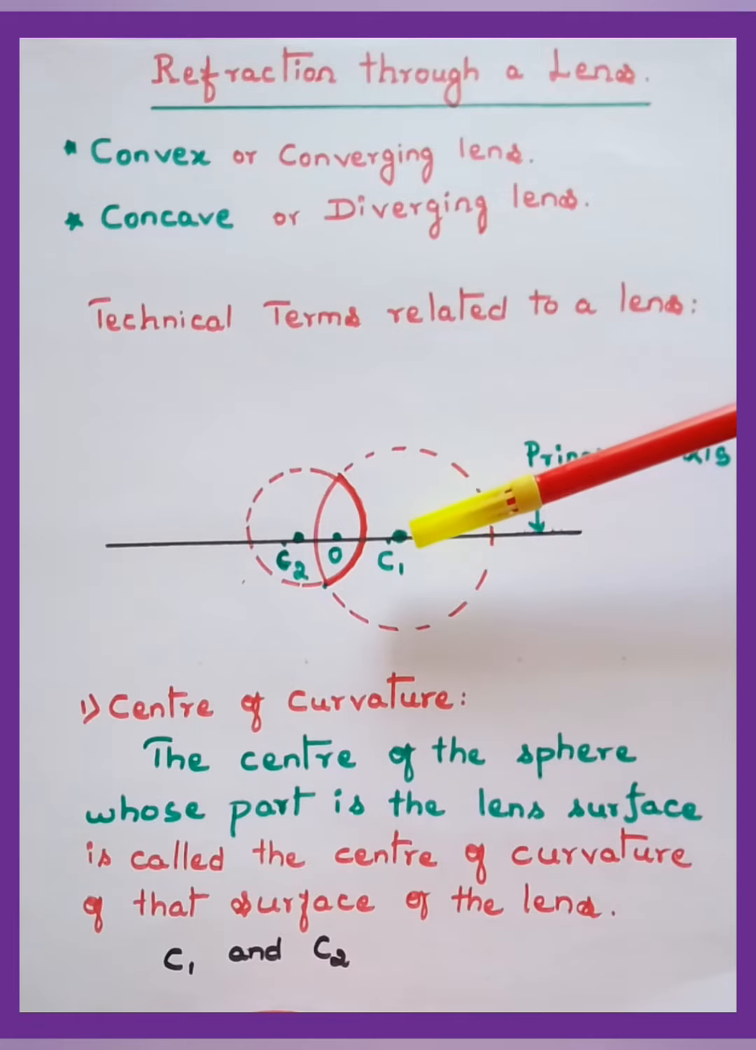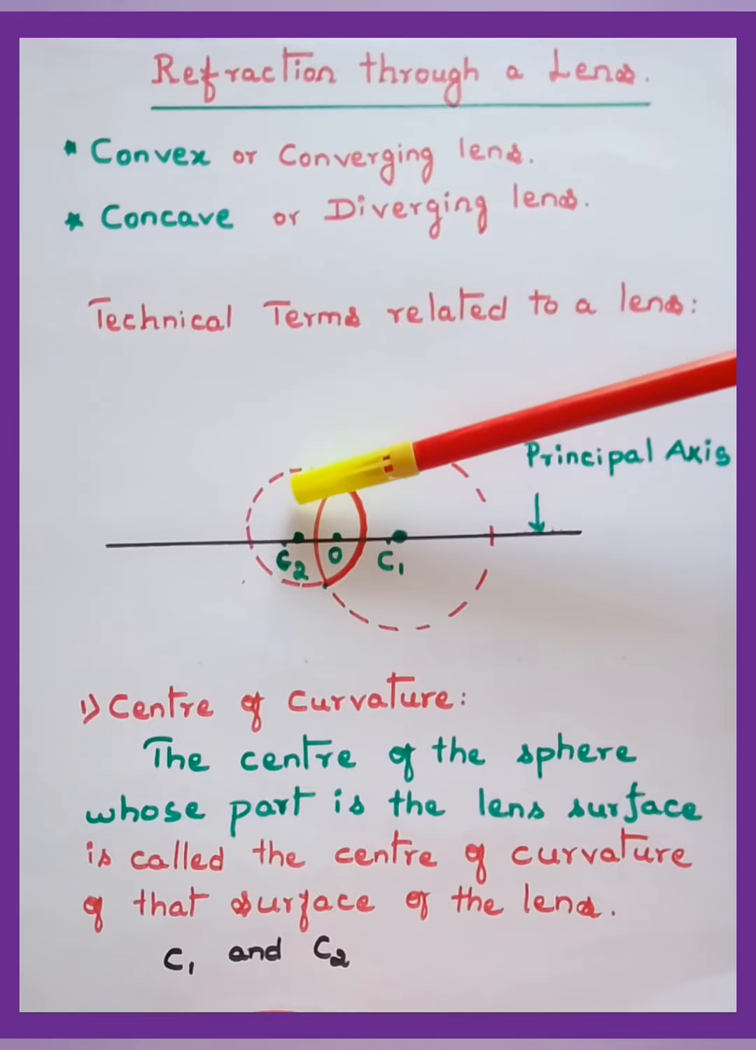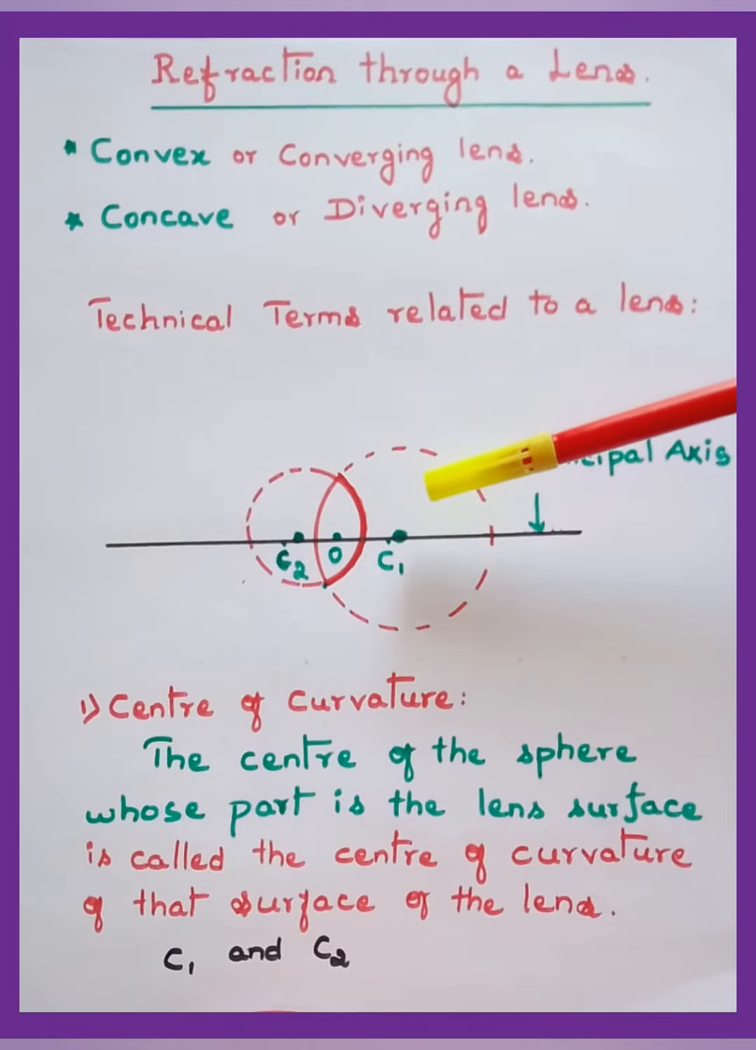Okay. So C1 is the center of curvature for this first circle. The same way for the second circle. So C1 and C2 are the centers of curvature of the convex lens we have taken here.